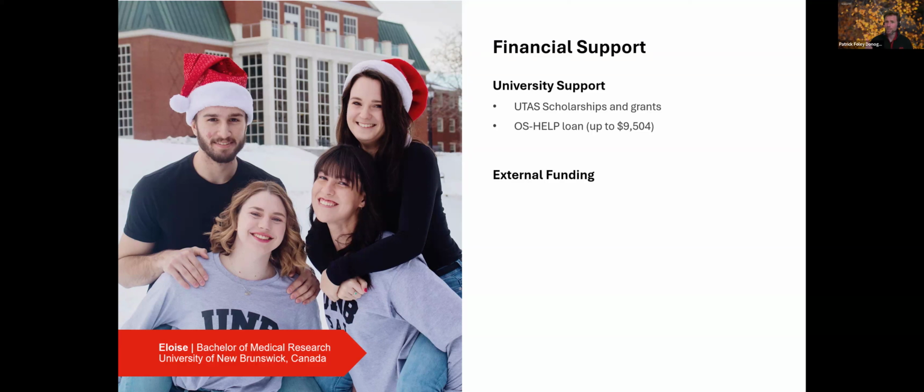So UTAS offer scholarships, but there's also the OS Help Loan. It's for Australian students. It's a government loan up to $9,500. You can get the loan out twice. So if you go overseas for a year, you can get, let's say, just over $19,000 to help pay for the cost of flights, accommodation, and living in country, visas, etc. So there's an enormous amount of financial support through the OS Help Loan and scholarships at the university level. That's how UTAS helps you to pay for this program.